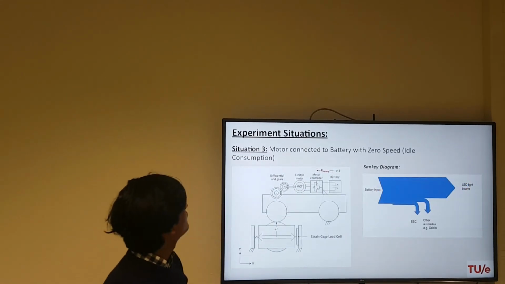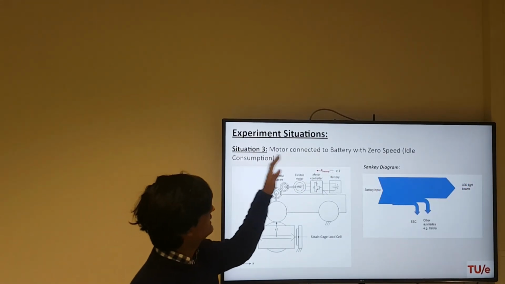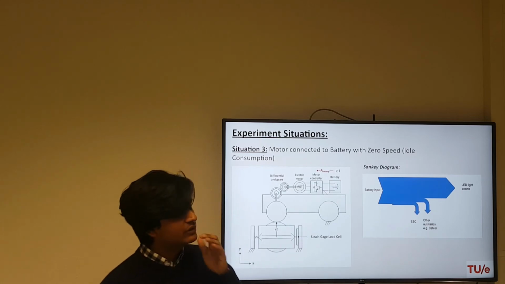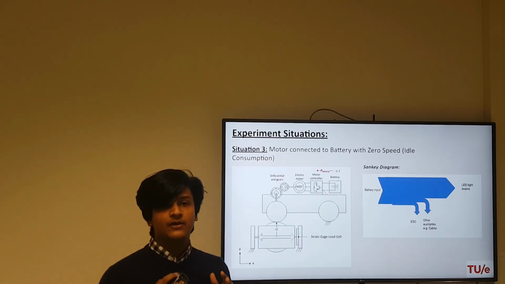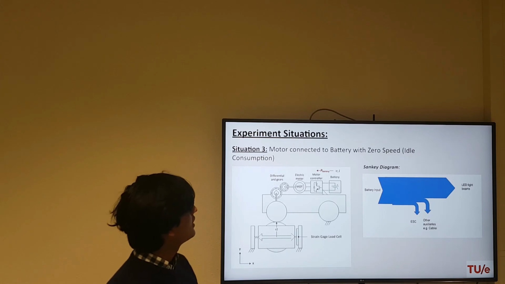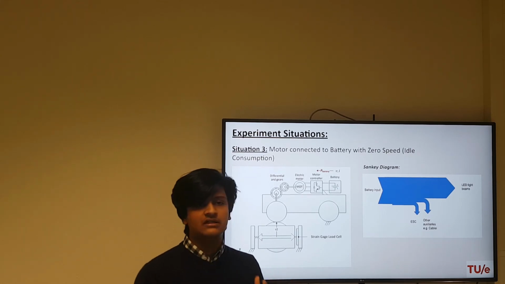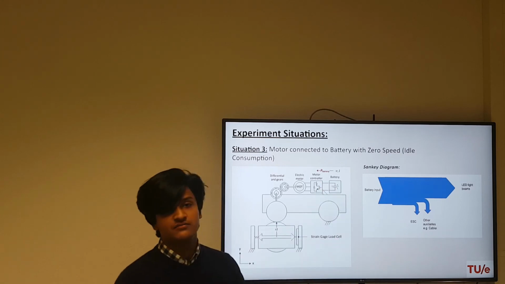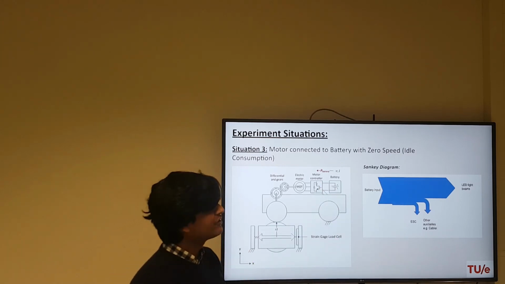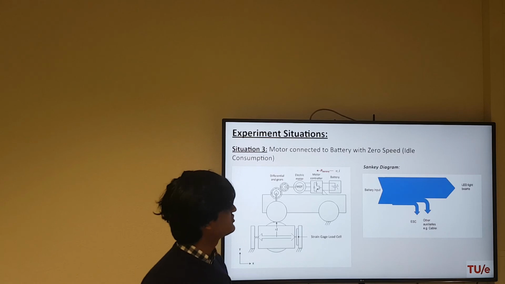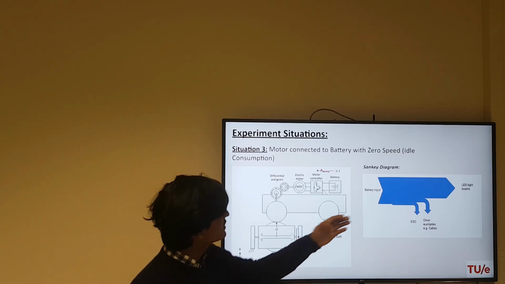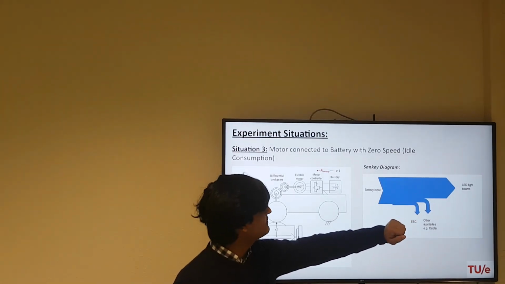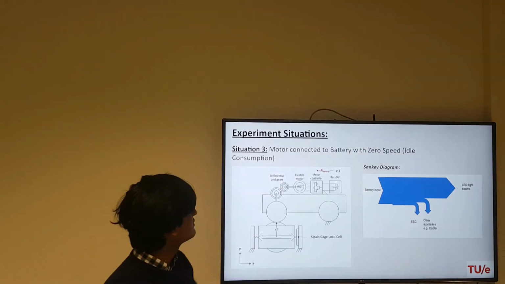Now when we move to situation 3, the motor is connected to the battery but with 0 speed. So here what we're trying to determine is where our auxiliary losses are going. How do we actually determine these losses? Everything is connected, but the car doesn't move, because we want to determine the auxiliary losses which are being consumed in the car, for example the LED light beams and the auxiliaries such as the cables.